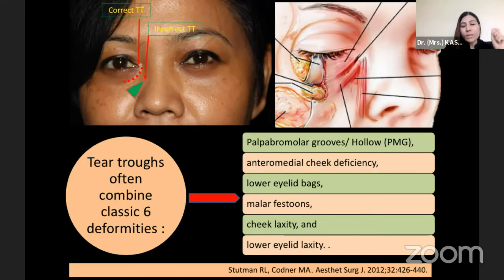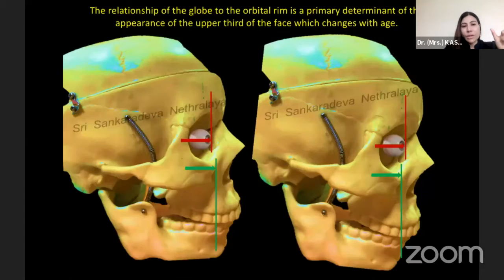Because in case of tear trough, yes, the treatment is filler, but in case of this fold, the nasojugal fold that we usually say, the treatment is surgery, where you need to do a lower lid lift along with the SMAS and the SOOF lift. So to differentiate between these two defects is very important.